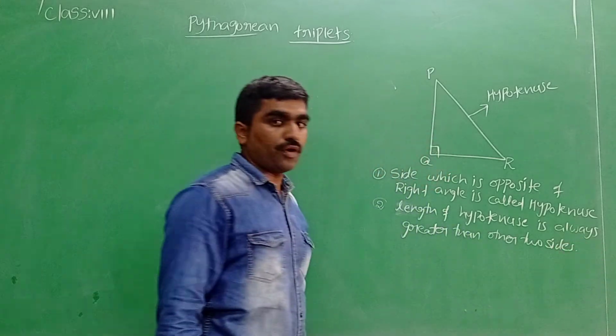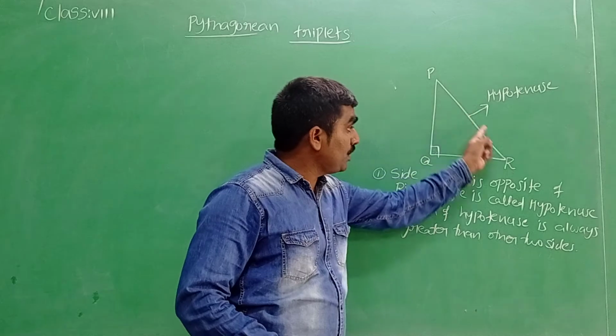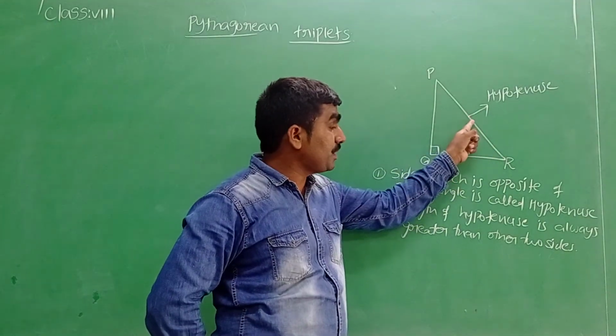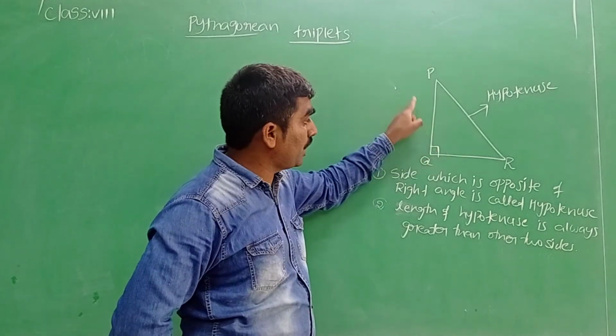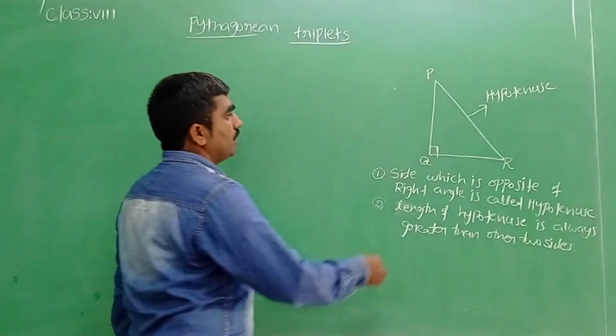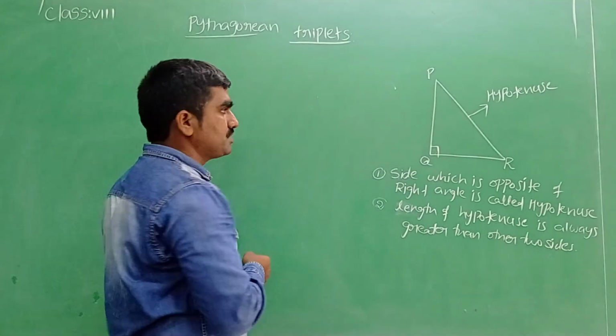So these are the two key points you can remember about the hypotenuse. Only PR is called the hypotenuse. The reason is it is opposite of the right angle, and also the length of PR is more than PQ and more than QR. And here he gave some relation between these three sides of a right angle triangle.